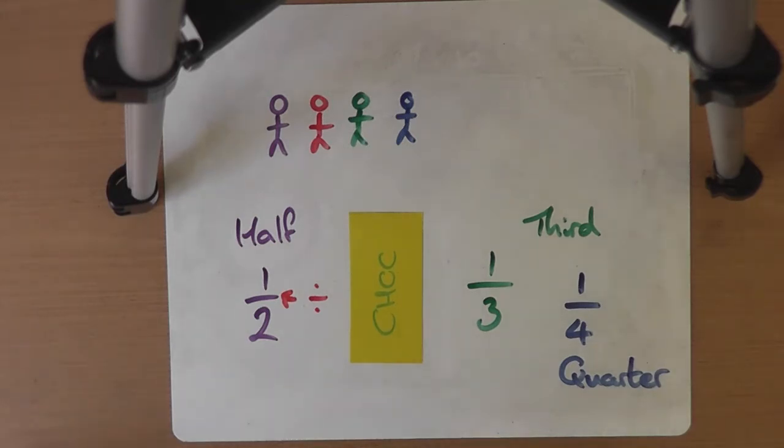Now we could continue this pattern. We could add an extra person, in which case we'd be doing 1 shared between 5 and we'd be getting a fifth of the chocolate bar. We could add an extra person again, 1 shared between 6, and we'd be getting a sixth of the chocolate bar, one shared between 7, a seventh of the chocolate bar, and so on.